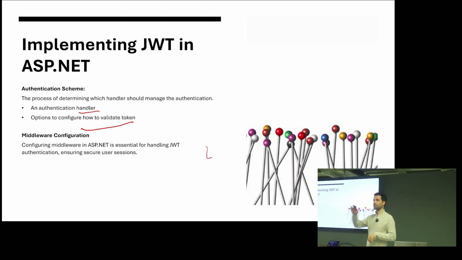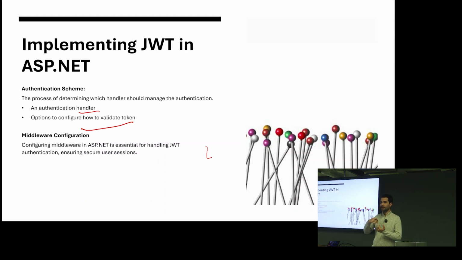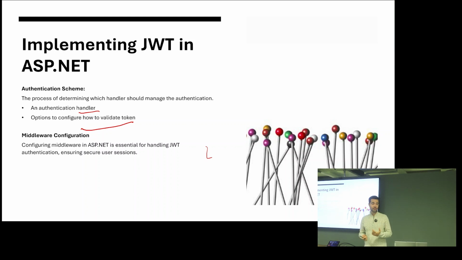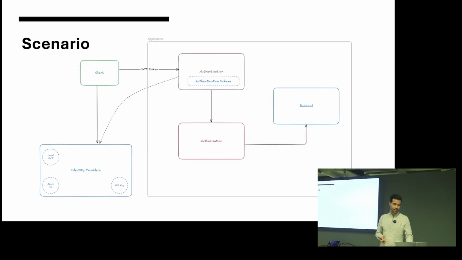Suppose you have many identity servers. So it is the responsibility of this scheme to say which identity provider the request I received is from. And based on that identity provider in the authentication scheme, I'm going to verify the token. And if everything is fine, there is no issue, then of course I'm going to pass the request.